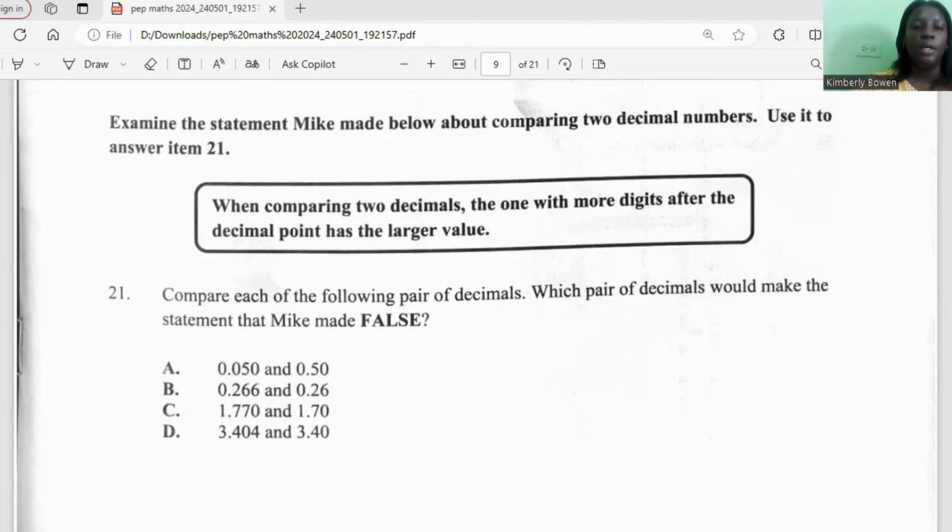Let's compare the decimals. So based on Mike's statement, we can say that this pair of decimals A makes Mike's statement false because if we are to compare 0.050 and 0.50, then we would see that the 5 in 0.50 is in the 10th place, and in the 0.050 decimal, there is nothing in the 10th place, so therefore 0.50 is a larger decimal than 0.050. So the answer is A.